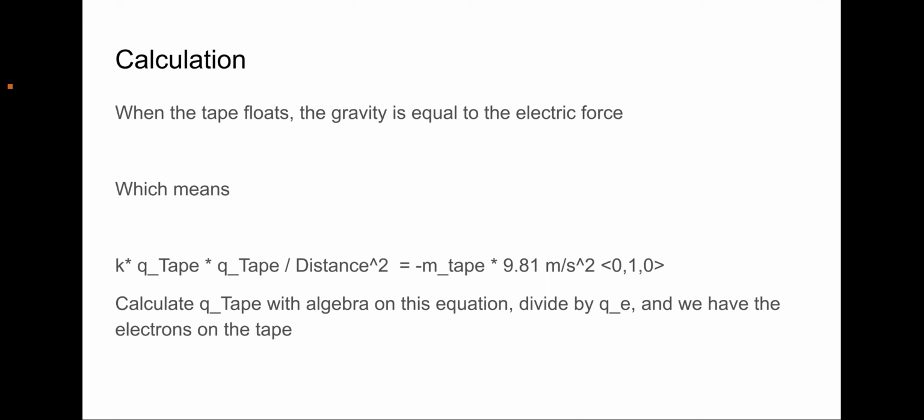Then we can calculate the force and equate that to the gravity, because when the tape floats level after we push the tape up close to each other, we can calculate the force, calculate gravity, and say, okay, they're equal because the tape is level, and so it's not moving. We can do some algebra from those formulas and figure out the charge of the tape. And because we know the charge of the tape, if we know the charge of an electron, we can just divide out and find the amount of electrons expected to be on the tape.